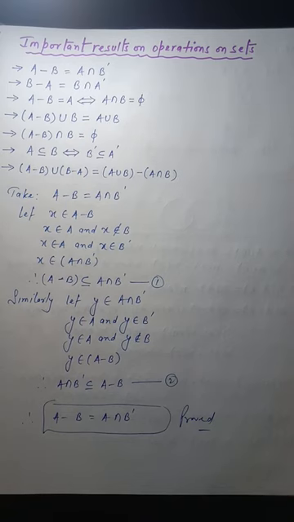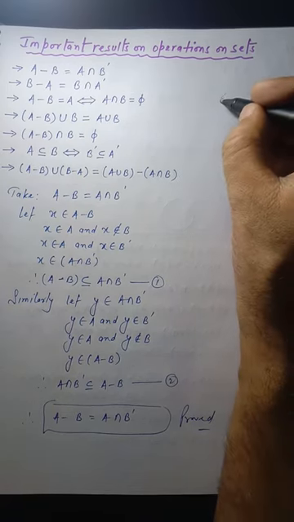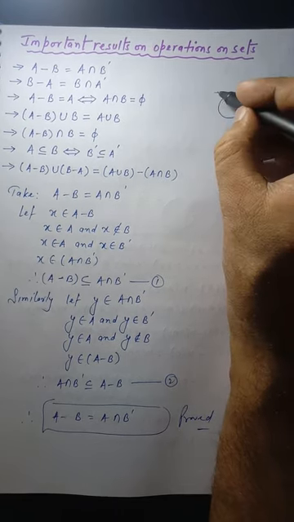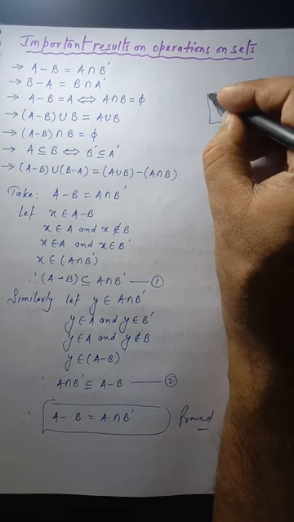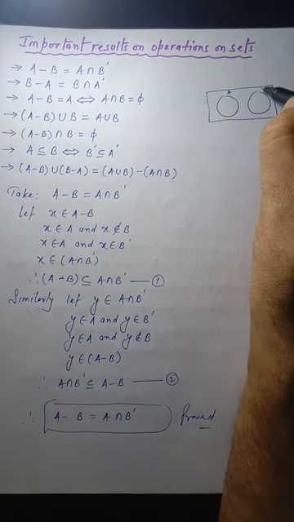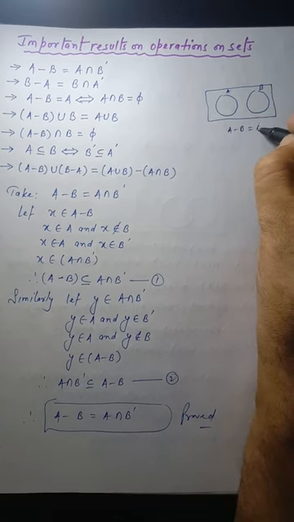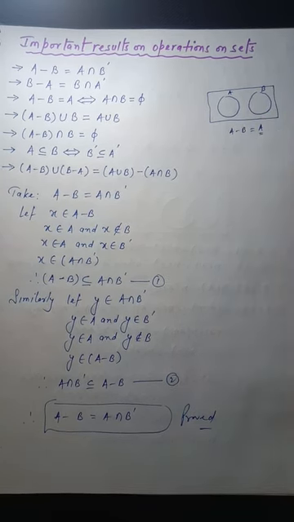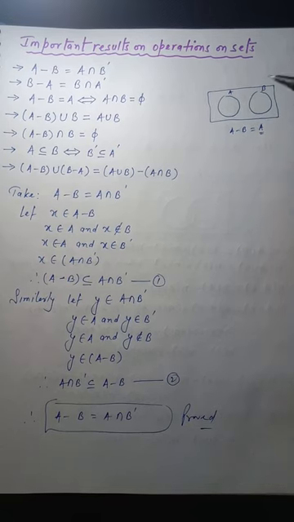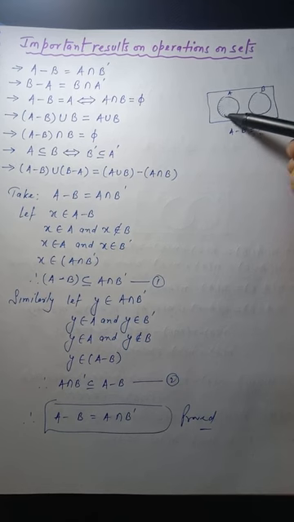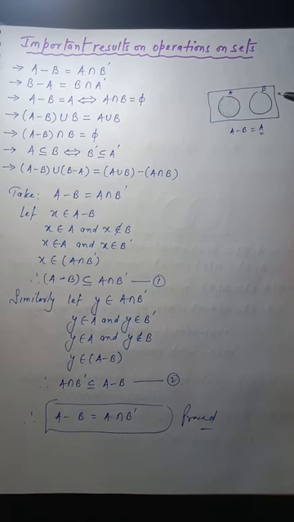How is it possible? Just see here. This is A, this is B. So I am saying A minus B is A. So when A minus B is A, it means X is only present in A but not in B. So it means all the elements are here. All the X are here. And you can easily see here it is only possible when A and B are disjoint.